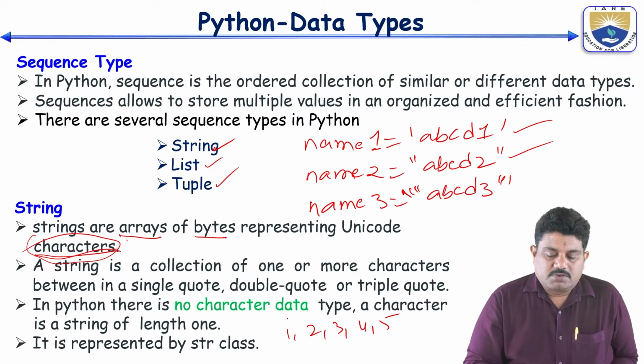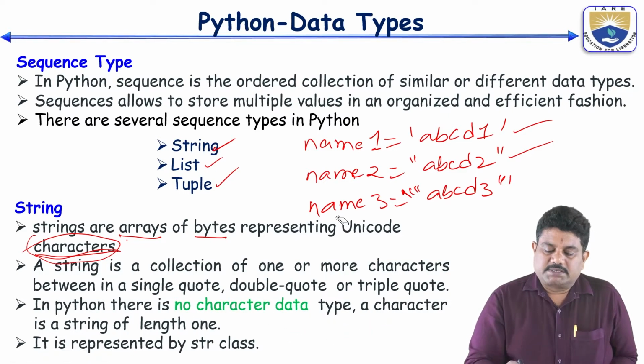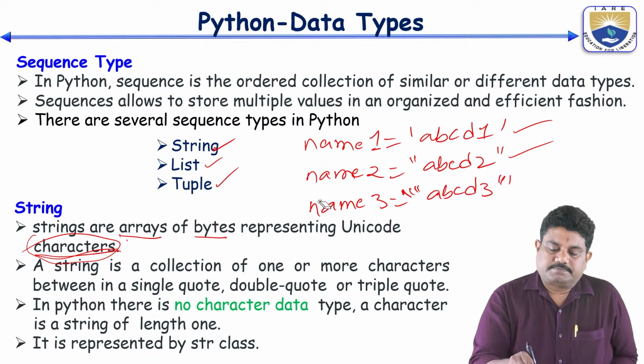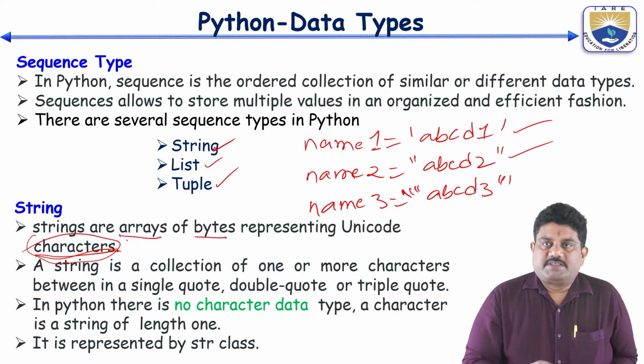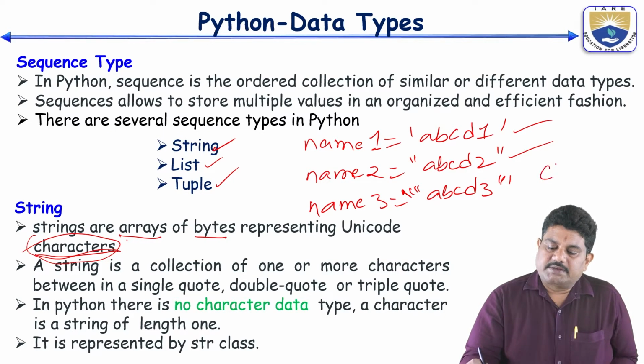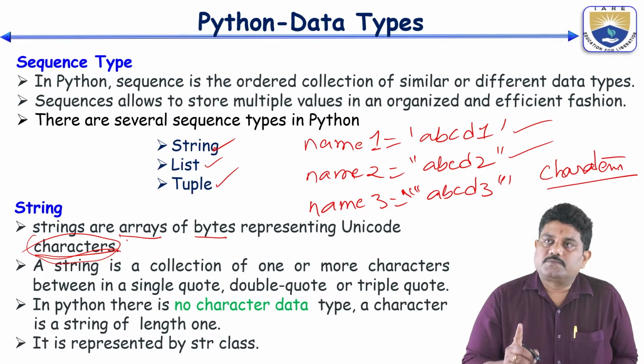In Python, there is no character data type. A character is a string of length 1. Here we need to understand. That's why I marked no character data type in a different color. In other languages besides Python, like C or Java, we have a data type called character. A character type of variable stores only a single character.